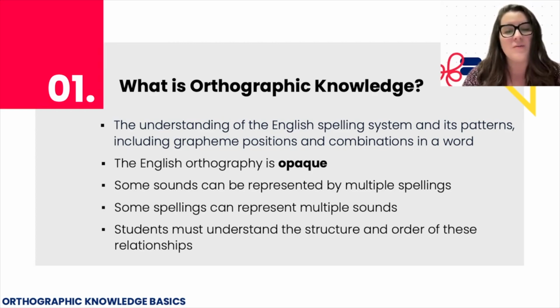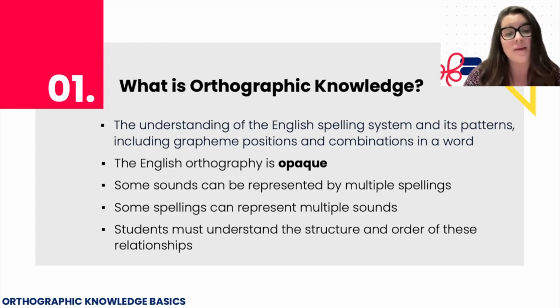Languages with more transparent orthographies, like Italian or Spanish, mean it is easier to pronounce words when looking at their written form, since there is a very consistent relationship between print and speech. English is less consistent. Some sounds can be represented by multiple spellings. For example, the words take, play, freight, and table all have different spellings of the A sound.